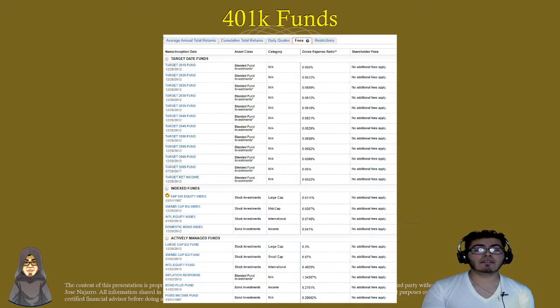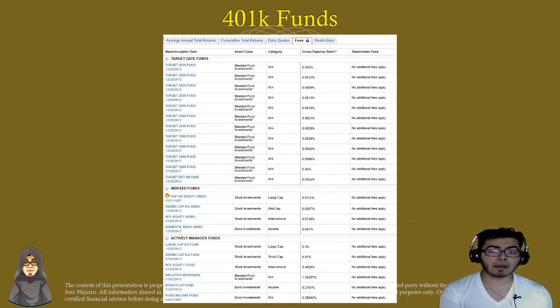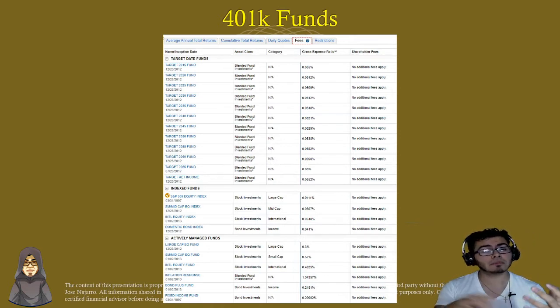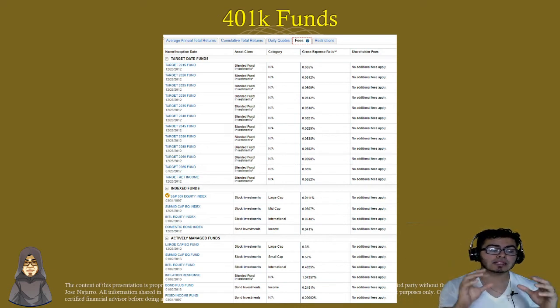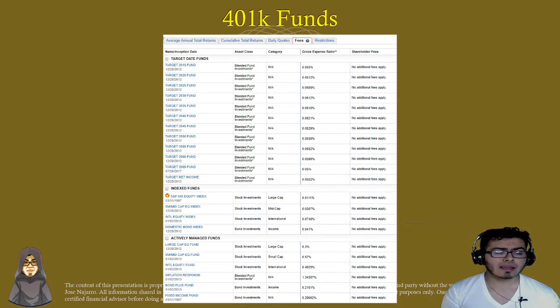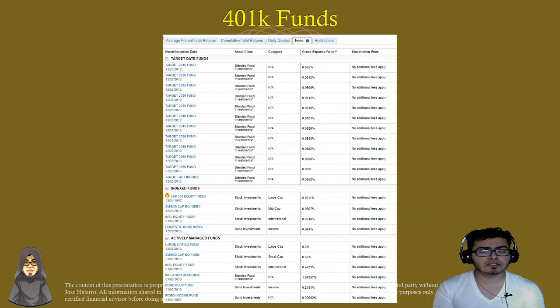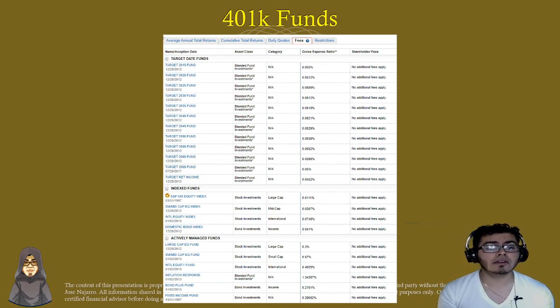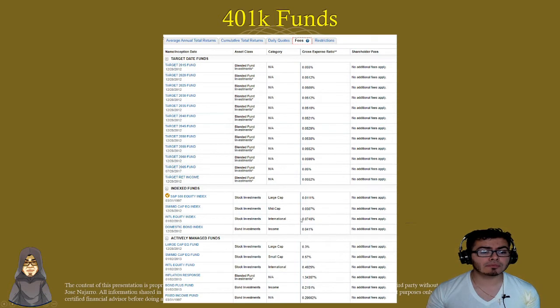So this is my 401k funds. These are the 401ks from the company I work at, and these are the funds available here. Usually, if your company has a 401k, these are the types of funds you're going to see. The first type is target date funds. Target date funds are funds that are based on when you're going to retire. Let's say me, at the age of 27, I still have about 35 years to retire. Then my target fund would be either 2055 or 2050, depending on when I think I'm going to retire.